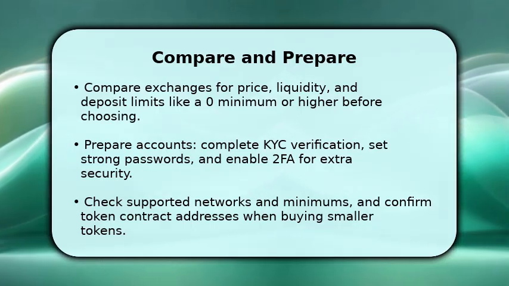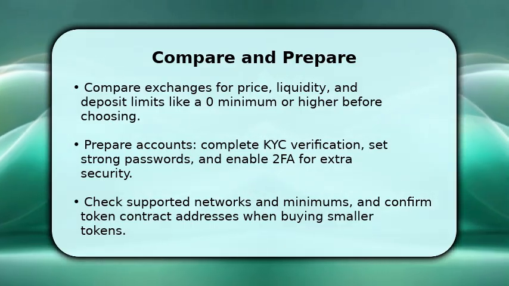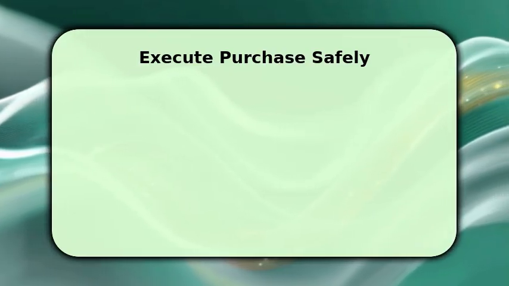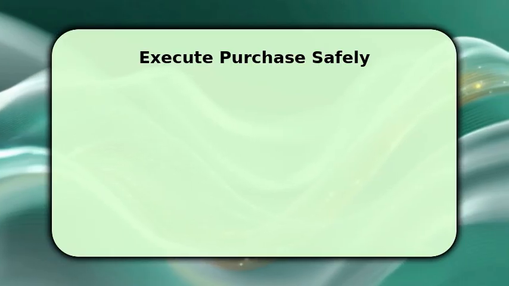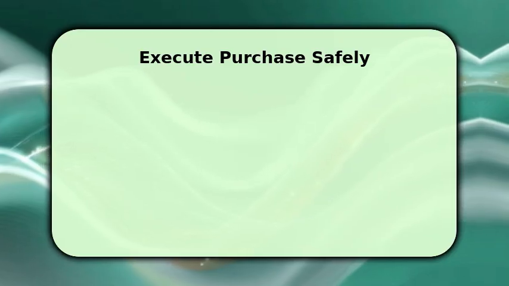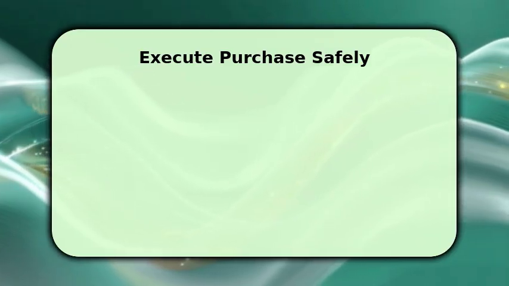Execute your purchase on the partner exchange or on-ramp. Choose a market order for instant execution or a limit order to target a price. Pay with card or bank transfer as available, then review the transaction receipt and any exchange fees, commonly 0.5% to 3%.